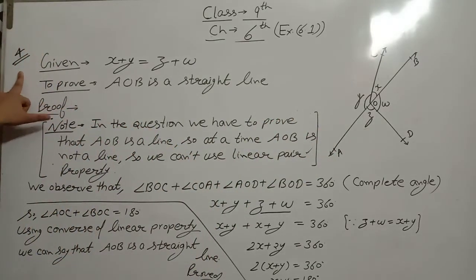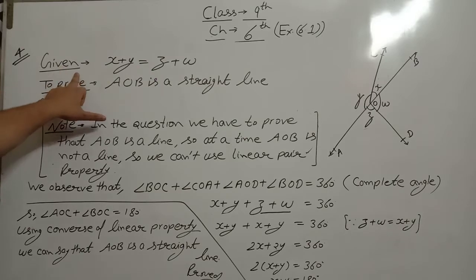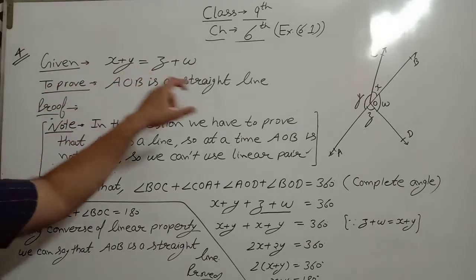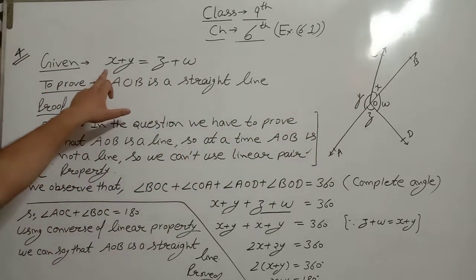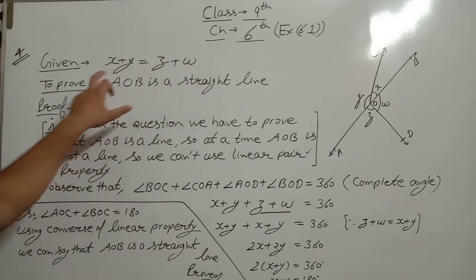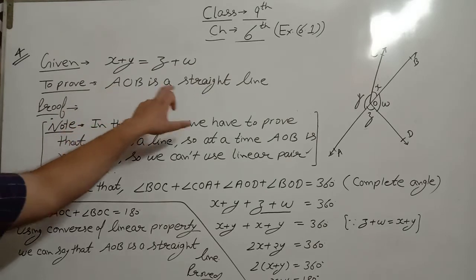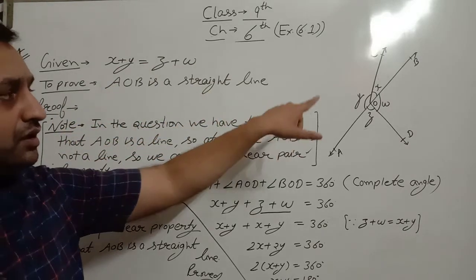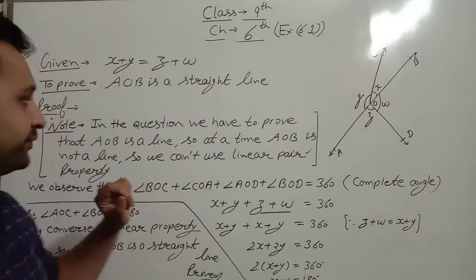Now we start question number 4. In question number 4, what is given? The figure is already given and the condition is given: x plus y is equal to z plus w. And we have to prove AOB is a straight line. Proof.